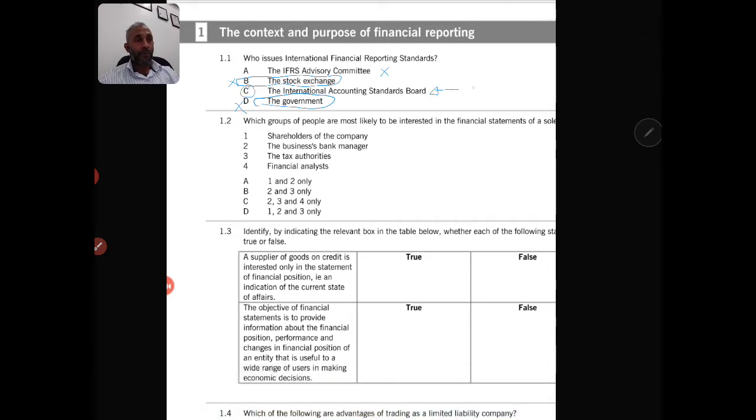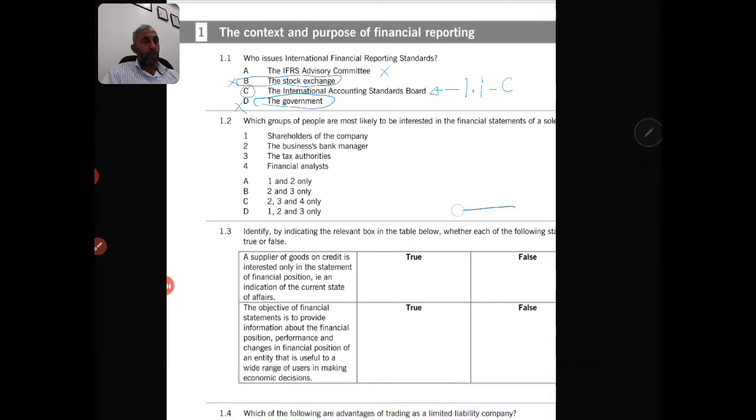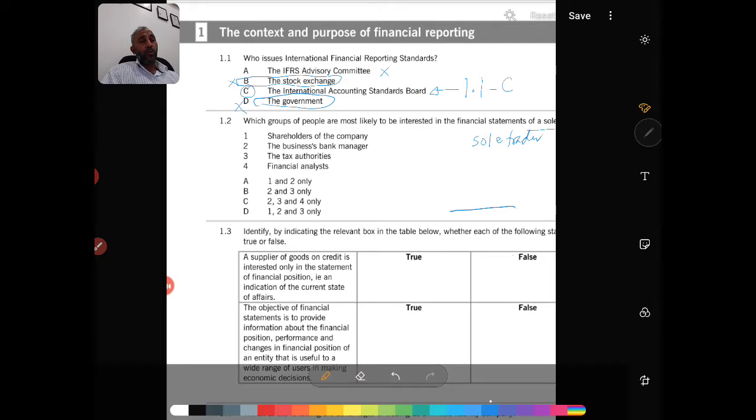So answer number 1.1 is C. 1.2: Which groups of people are most likely to be interested in the financial statements of a sole trader? Now, here you need to look at the word sole trader. That is a very important word. Remember that our answer selection should be based on this word.